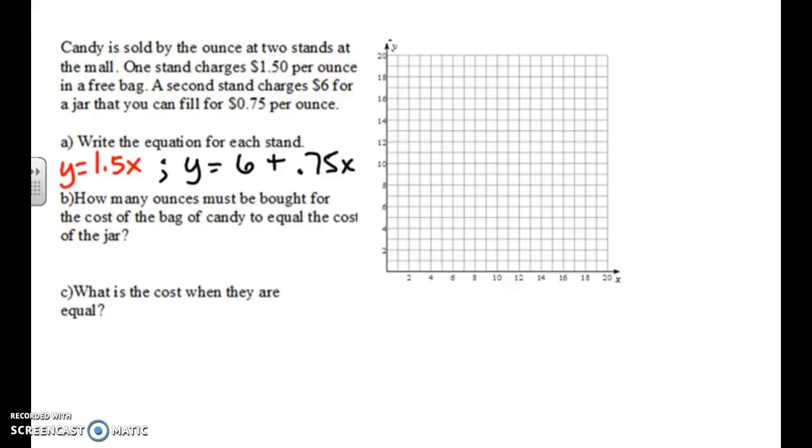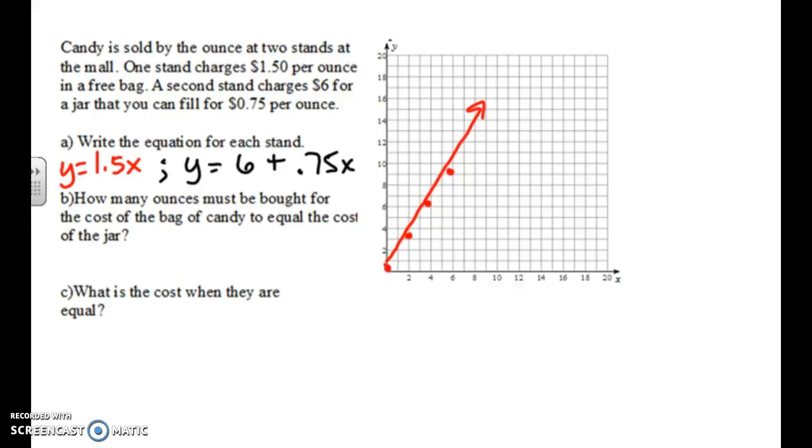Okay. So what you need to do is you need to plug in some values so that you can graph this line. I know, for instance, if I look at the red equation, if I buy nothing, it's going to cost me nothing. But if I buy 2 ounces, that's going to cost me $3. If I buy 4 ounces, it's going to cost me $6. If I buy 6 ounces, it's going to cost me $9. And that gives me a line right there.